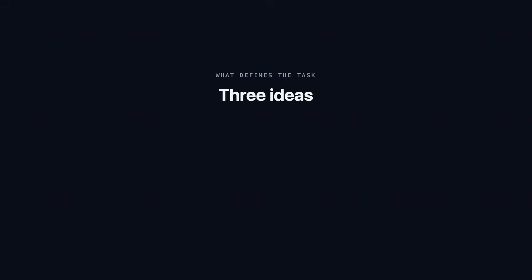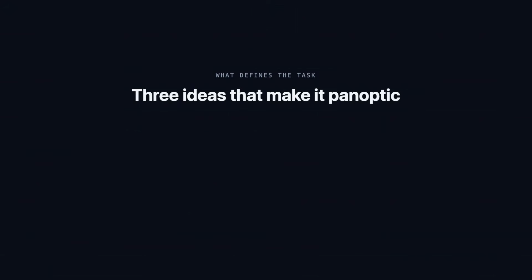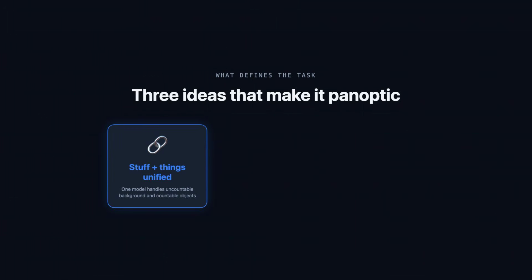So let's lock in the three ideas that define this task. First, it unifies semantic stuff with instance things. One model handles both the uncountable background you only need to classify and the countable objects you need to separate in a single coherent pass over the scene. That formal distinction between stuff and things is the idea the task really contributed.